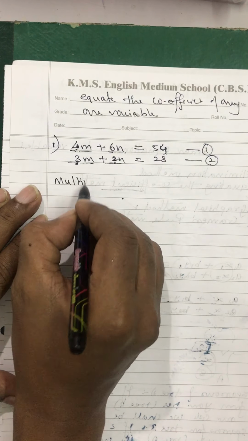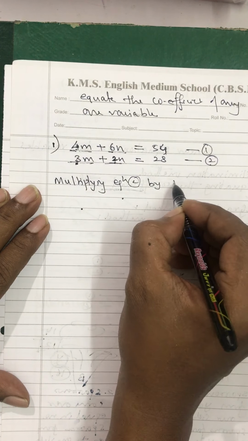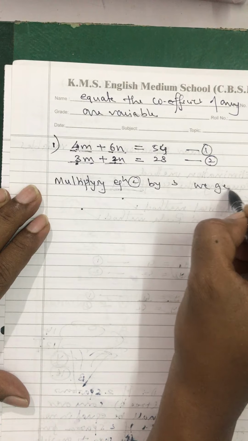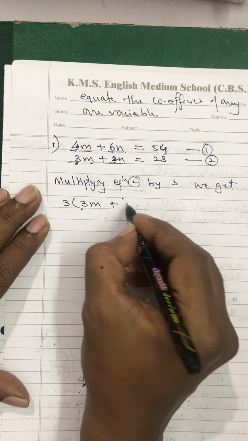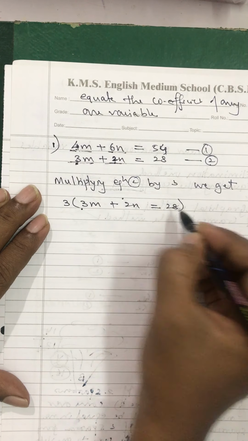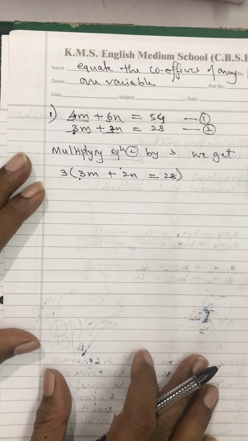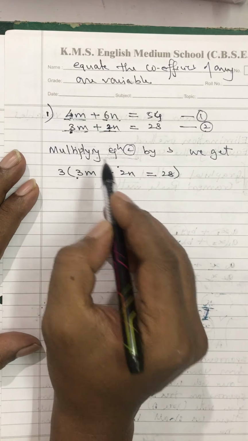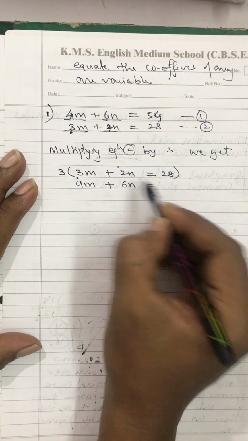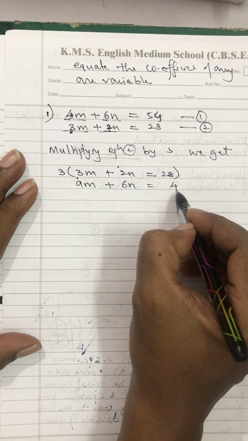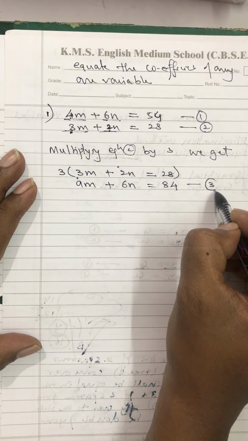You'll have to write it over here, multiplying equation 2 by 3, we get 3 into 3m plus 2n is equal to 28. See, basically this is optional, but I always like to write it. So when I multiply this, I'll get 3 3s are 9m plus 3 2s are 6n. This also you'll have to multiply, 3 8s are 24, 3 2s are 6, 7, 84. Fine. This will be my new third equation.